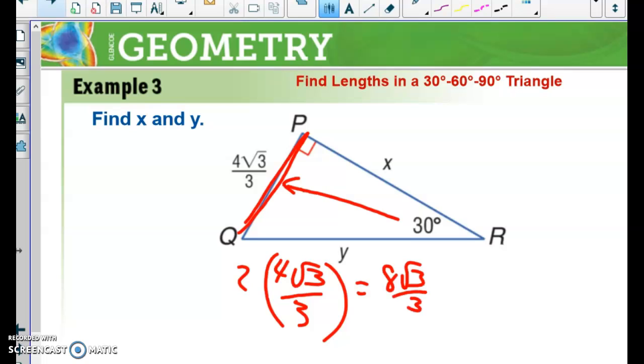And when I'm looking for the long leg, I have to take this 4 square root of 3 over 3. I have to multiply that by the square root of 3, and that'll give me the long leg. So when I multiply 4 times the square root of 3 times the square root of 3, I get 12, and 12 divided by 3 is 4.